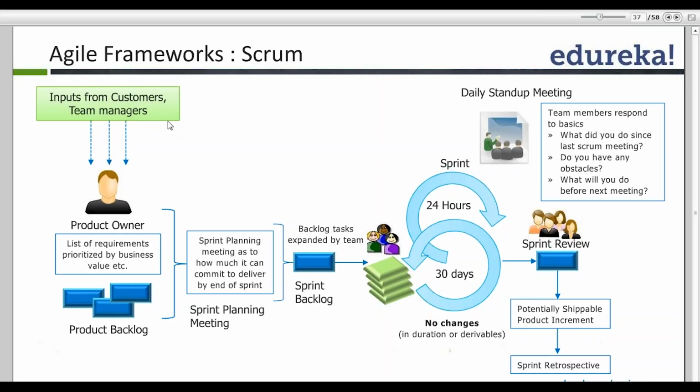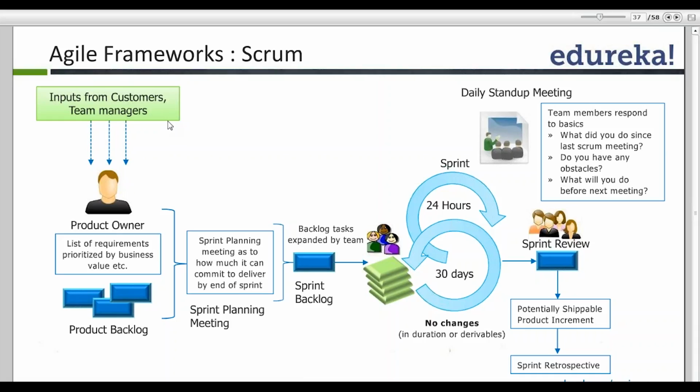A product backlog is a prioritized list of requirements, and this priority is based on business value. A product backlog will always show the high priority items on the top, and low priority items will come at the bottom. The PO, the short form of product owner, is responsible for creating and maintaining the product backlog. Now the team undertakes what is called a sprint planning meeting.